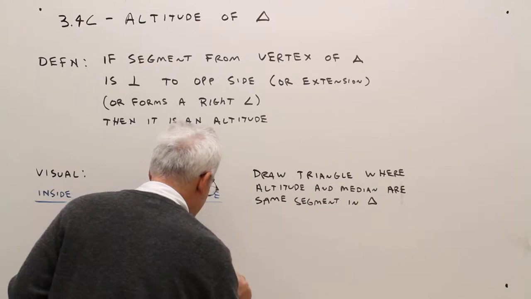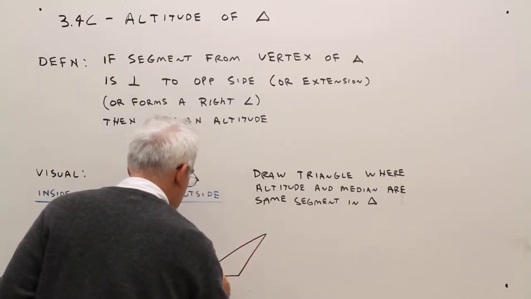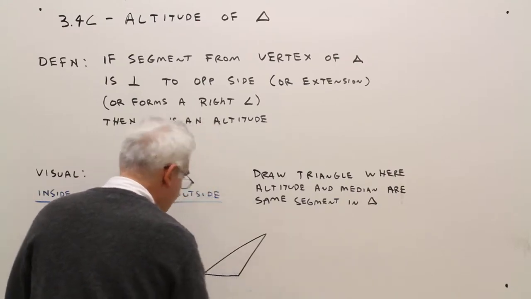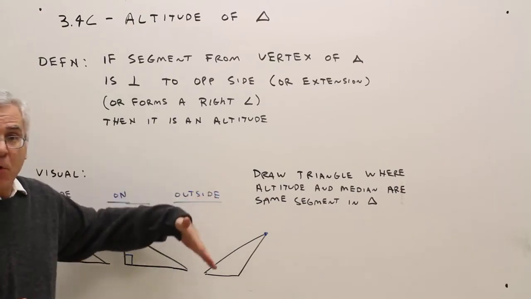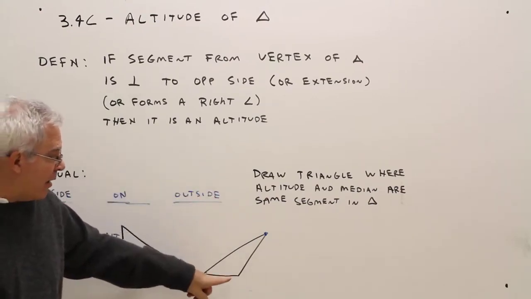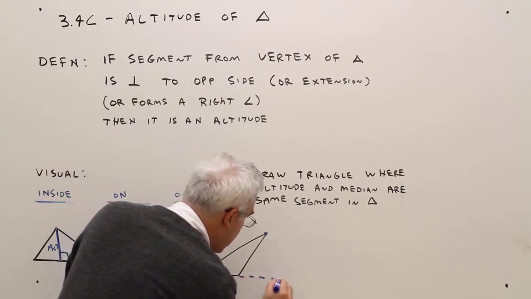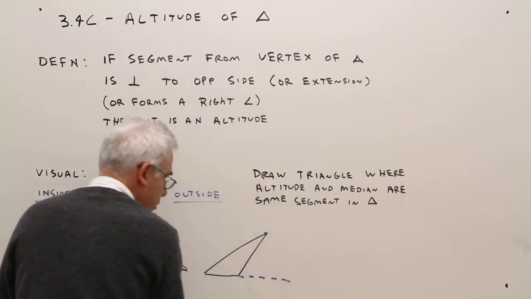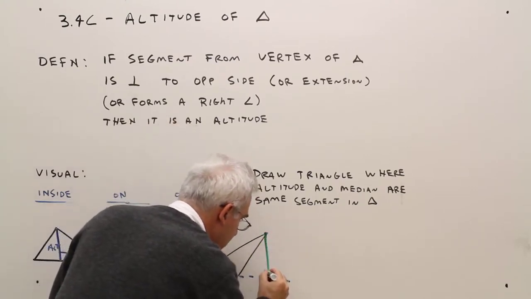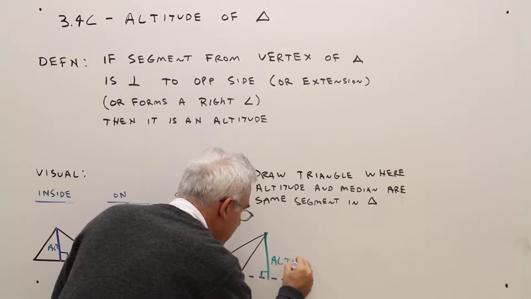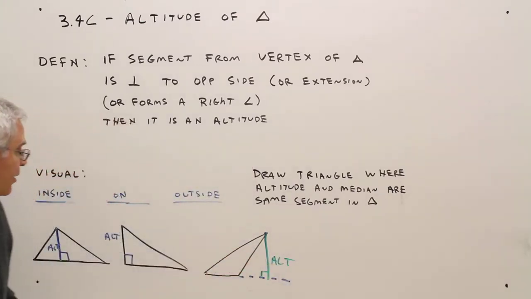So let me draw this. Okay, so if I'm talking about this vertex, and I want to be perpendicular to the opposite side, what I'm going to have to do is draw the extension here. And then drop this down. And that's the altitude on the outside.